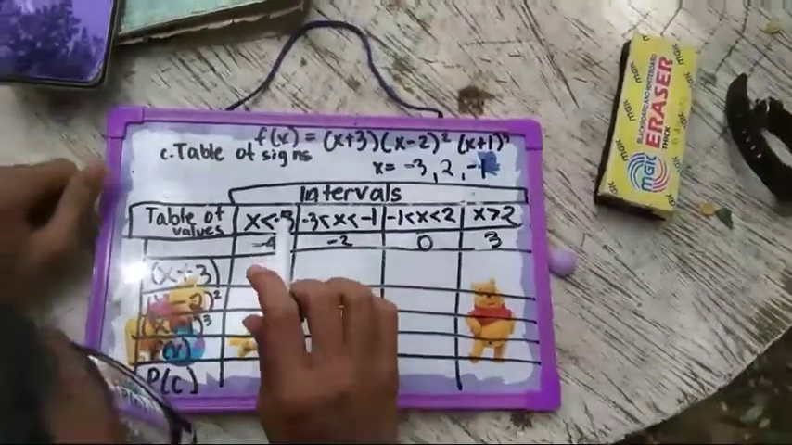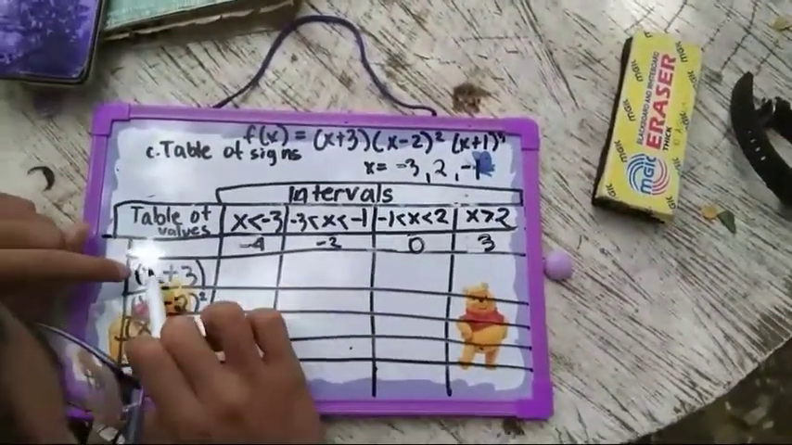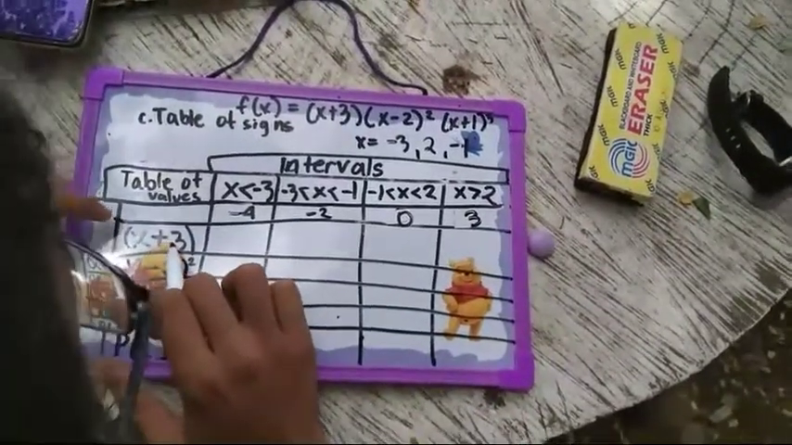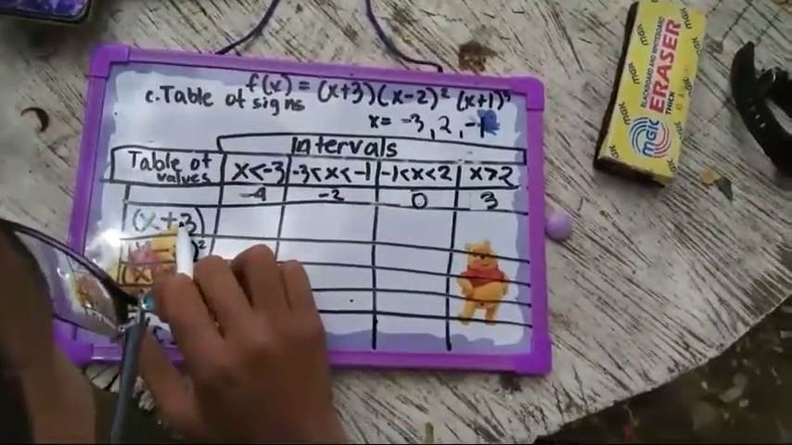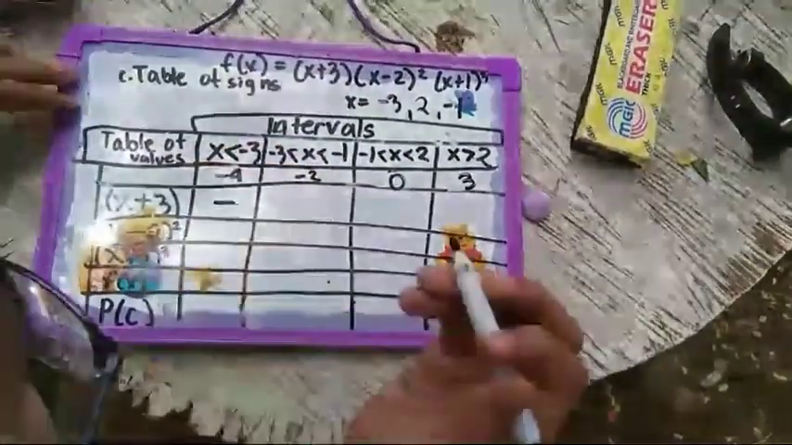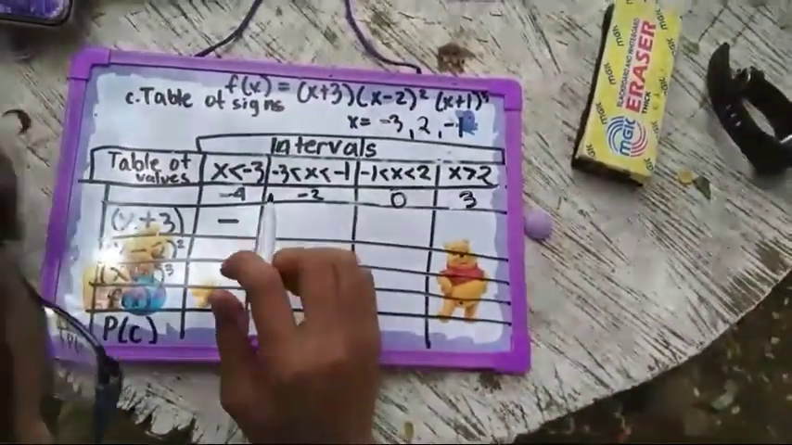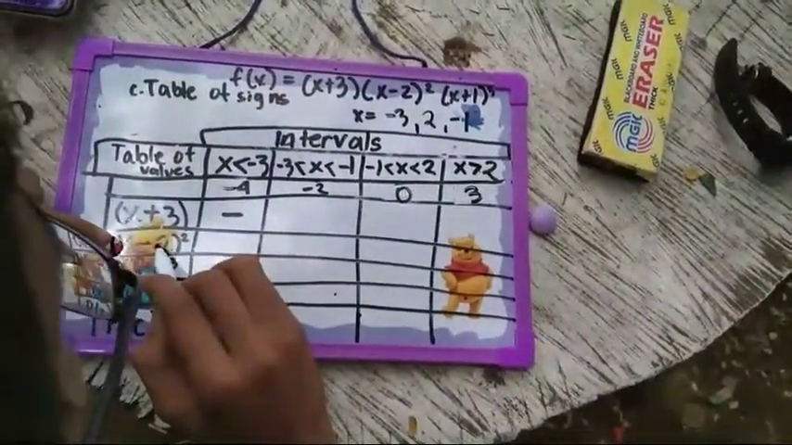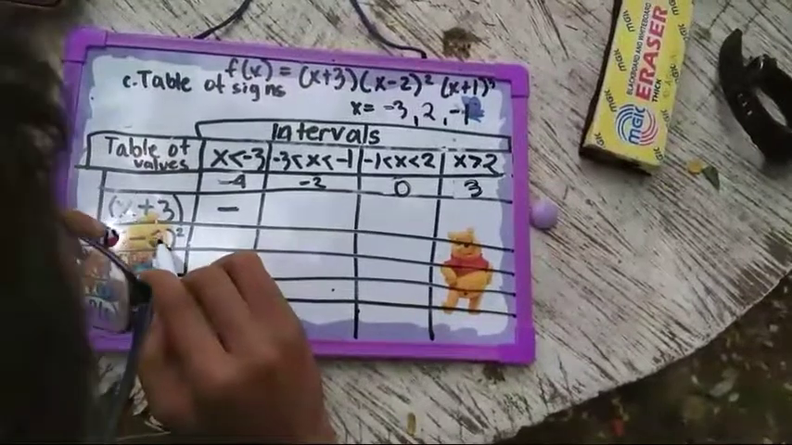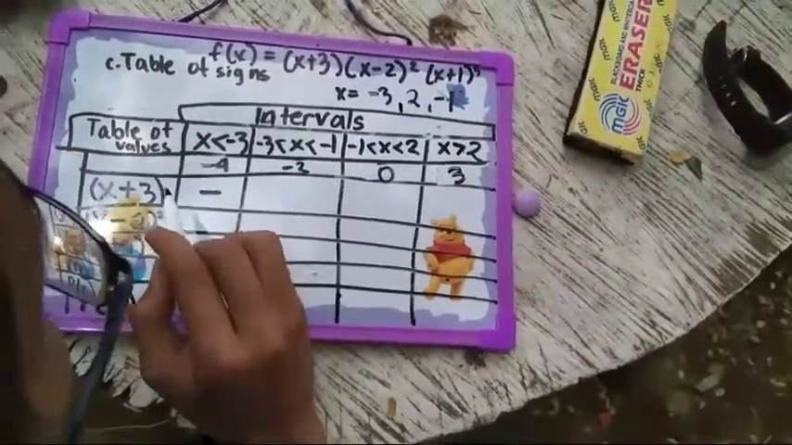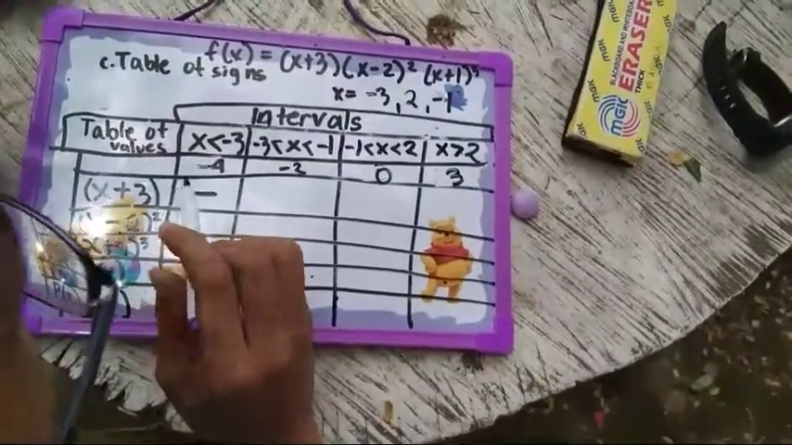We're going to substitute -4 on our table of values, our x. So -4 plus 3, that would give you -1. And -1 is a negative number, so our sign would be negative. Next table of values. -4 minus 2, that would give you -6. Squared, which means -6 times -6, that's positive 36.